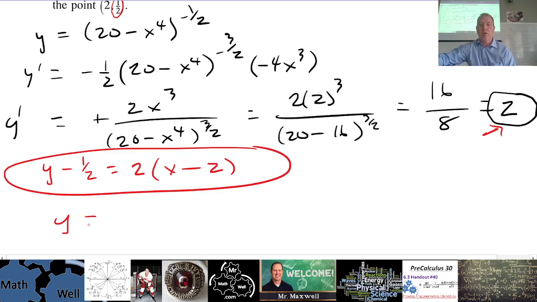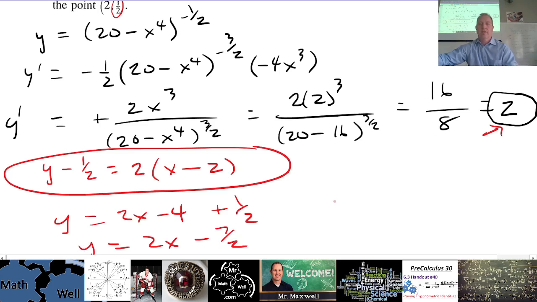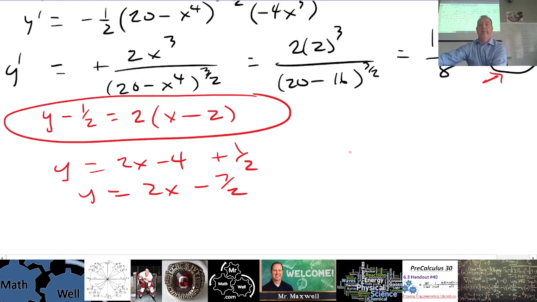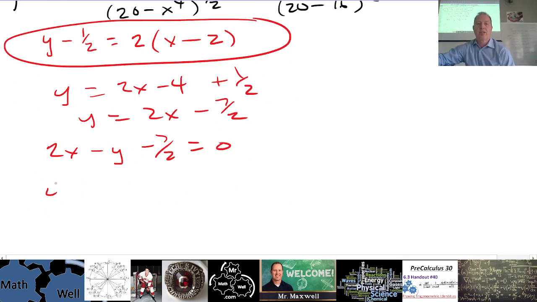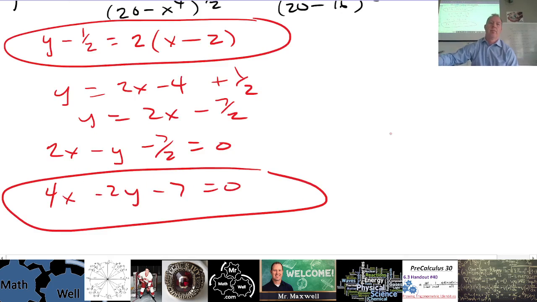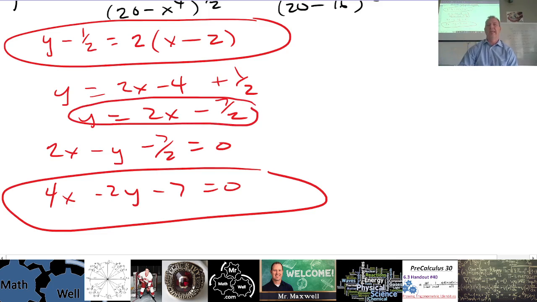Y equals mx plus b form would look like this. So we have 2x minus 4, minus 3 over 2, or 7 over 2, 3.5, 7 over 2. And then in, I don't know, general form, I guess, that they might have in the back of the book, it's like you go 2x minus y minus 7 over 2 equals 0. They don't like any fractions though, so multiply everything by 2, 4x minus 2y minus 7, like that. So any one of these probably would be good.